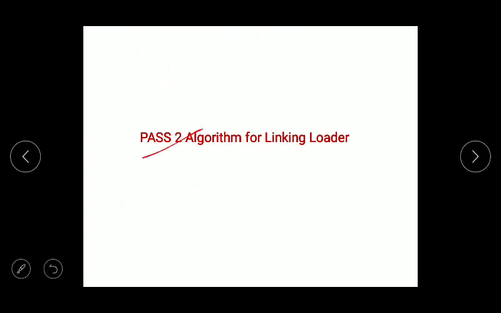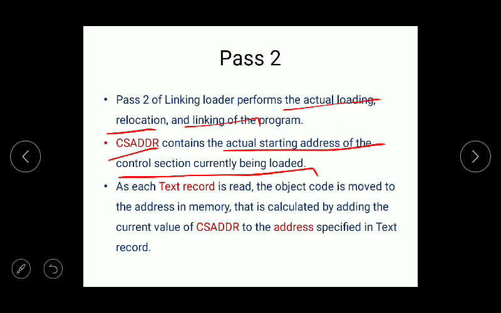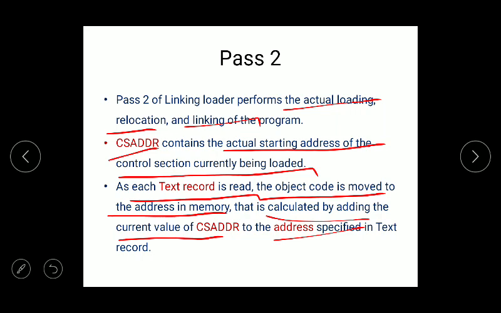Next, pass 2 of the algorithm, actual linking and loading. Pass 2 of the linking loader performs actual loading, relocation and linking. Here CSADDR contains the actual starting address of the control section currently being loaded. So CSADDR holds the actual address. As each text record is read, object code is moved to the address in memory that is calculated by adding the current value of CSADDR to the address specified in the text record.